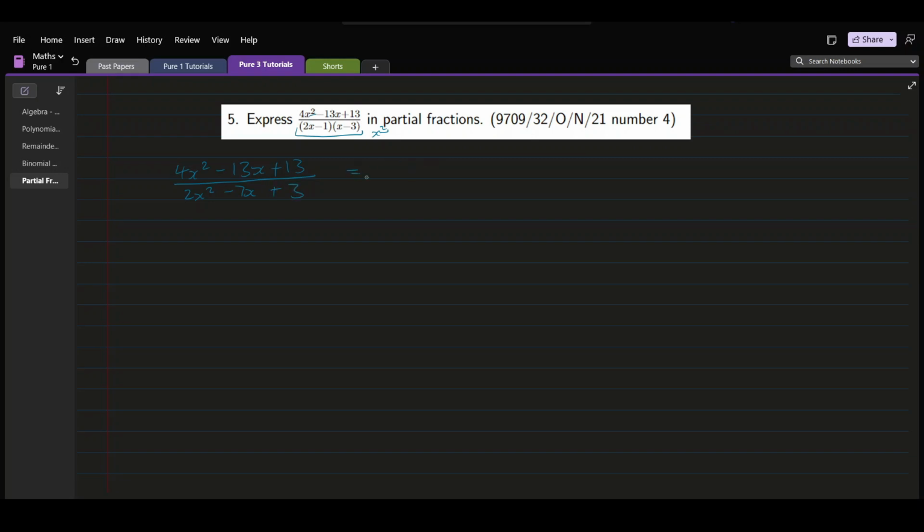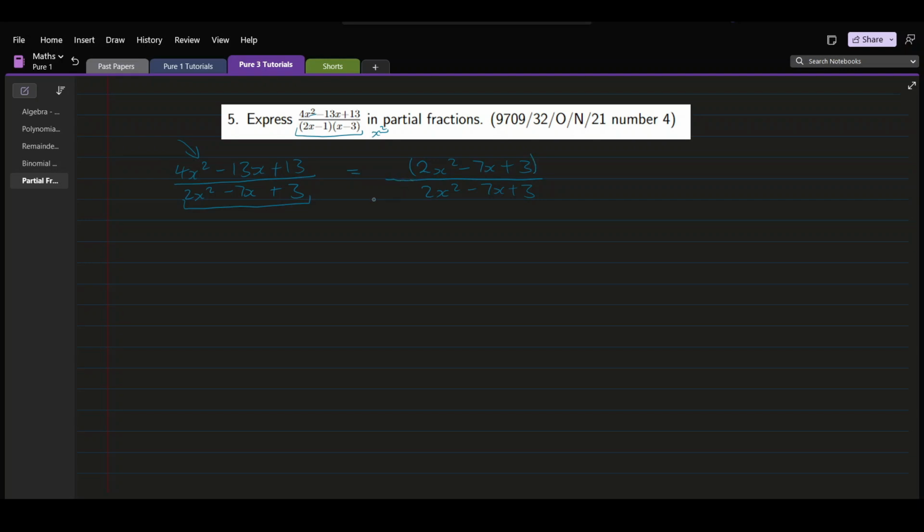Then what we're going to do here, we're just going to take our denominator as it is, and write it on the numerator. So that's 2x squared minus 7x plus 3, and this is all over 2x squared minus 7x plus 3. And now we're going to try to make this numerator equal to the numerator that we have here on the left hand side, but in this form over here, in the form of the denominator.